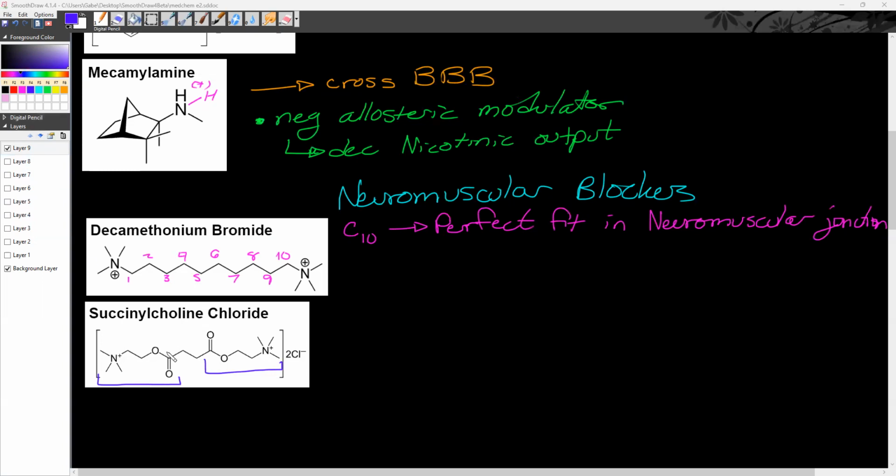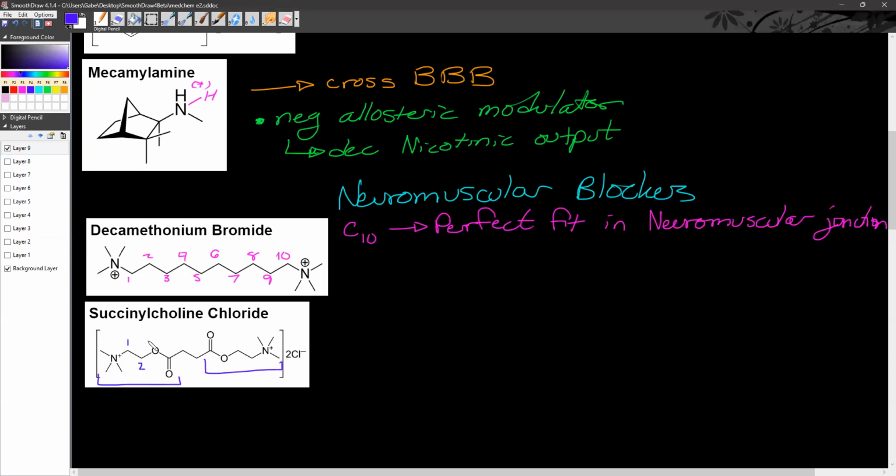What's really interesting about this is that if you count the spaces, what do you notice? We have the same gap between our N pluses that decamethonium had. So once again, we had that perfect fit in the neuromuscular junction. And what this is going to result in is depolarization without detachment.